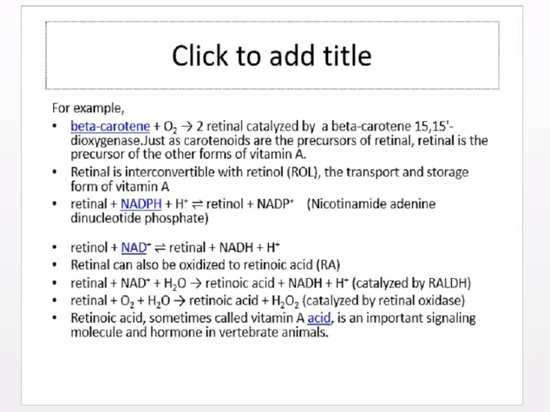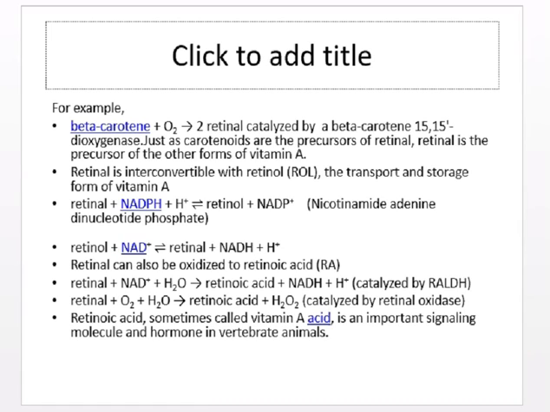Retinol, you can introduce NAD, and then you see that retinol converts into retinal. The retinal can be oxidized to retinoic acid, and retinal plus NAD plus H2O gives retinoic acid and NADH, releasing the energy.